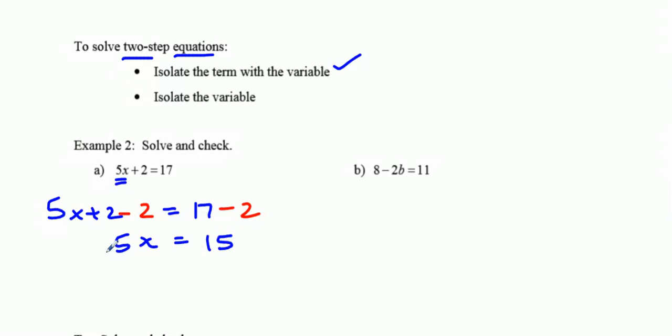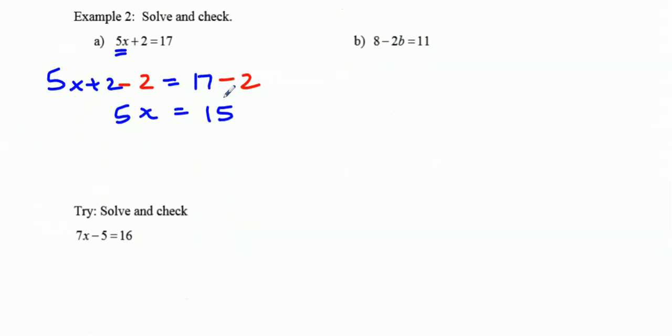And now I'm left with just one step where I can isolate the variable that is associated with the x, right? I can isolate it by dividing, in this case, the opposite operation of the multiplication. So I'm going to divide by 5 on both sides, and I'm going to end up with x equals 3. And it does say check, so I better do that, so I'll do it over here.